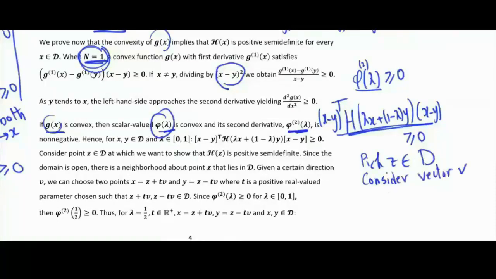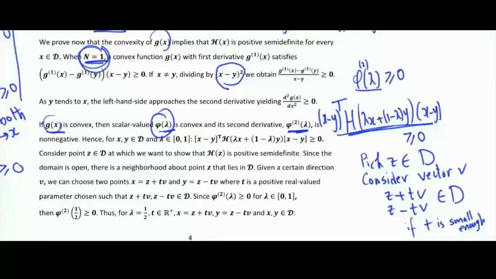Pick point z in the domain of the function g. Consider arbitrary vector v. The 2 points or the 2 vectors z plus tv and z minus tv are in the domain D, if t is small enough, because we are assuming that the domain D is an open set. For any point in D, there is a neighborhood that is completely inside D. So if I have the point z and I add tv or I subtract tv, there is a sufficiently small positive value for t such that these 2 points are guaranteed to also be in the domain of function g. We set x equal to z plus tv and y equal to z minus tv.